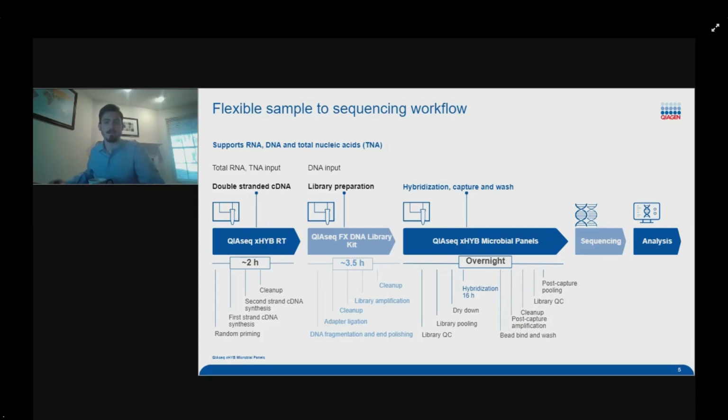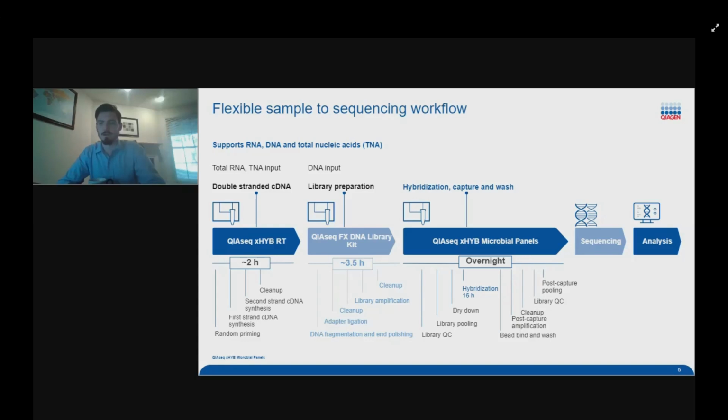Something that is worth highlighting within this workflow is that in this RT step, we have built into the chemistry the QIAseq FastSelect ribosomal RNA depletion technology, which I'll highlight over the next few slides, showing what that actually means for product performance. Also, I want to highlight the hybridization time of 16 hours, which is an overnight hybridization step.